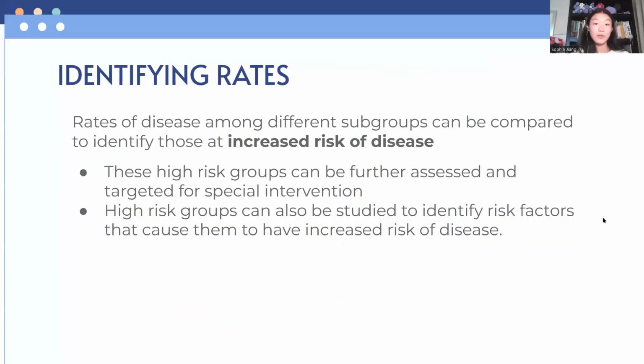Now, identifying rates. Rates of disease among different subgroups can be compared to identify those at increased risk of disease. These are people who are more likely to get a disease, whose rates are higher. These high-risk groups can be further assessed and targeted for special intervention, and they can also be studied to identify risk factors that cause them to have that increased risk of disease.